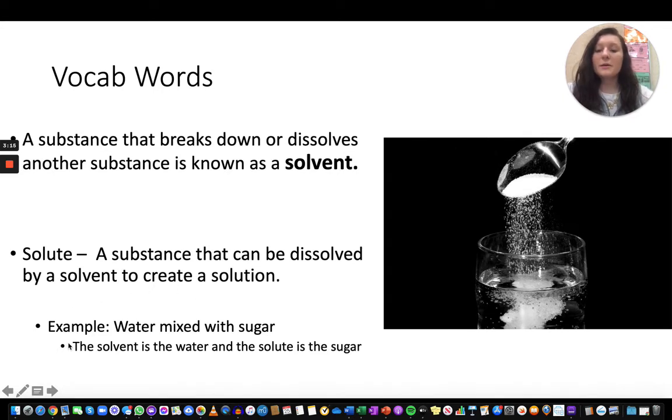An example of a solute would be water mixed with sugar. The solvent is the water, because remember we said a solvent is what breaks down something. So the water breaks down the sugar, and that's why the sugar is the solute.